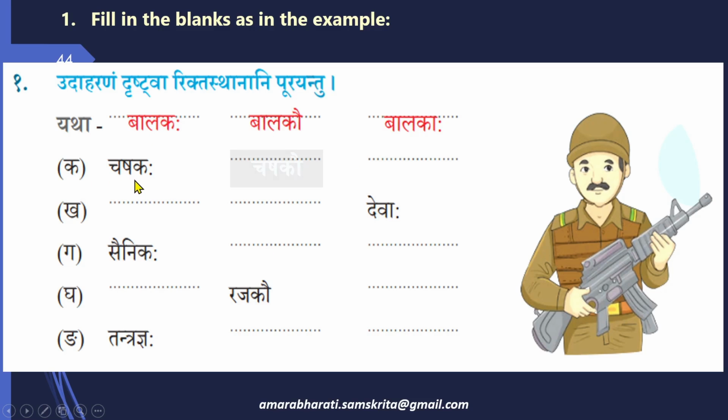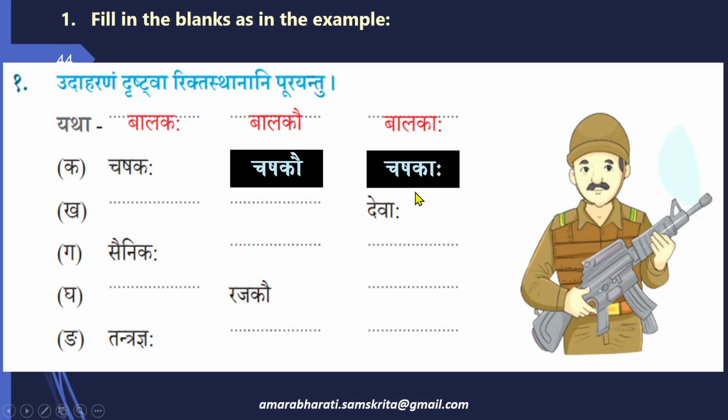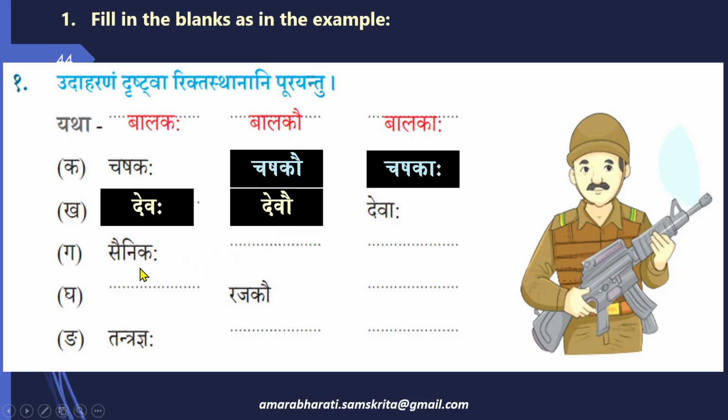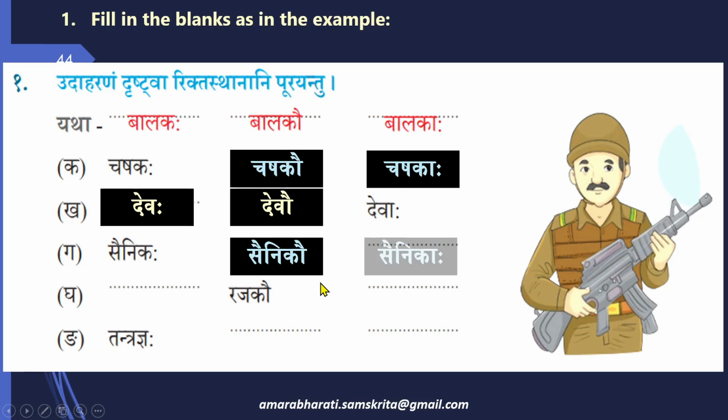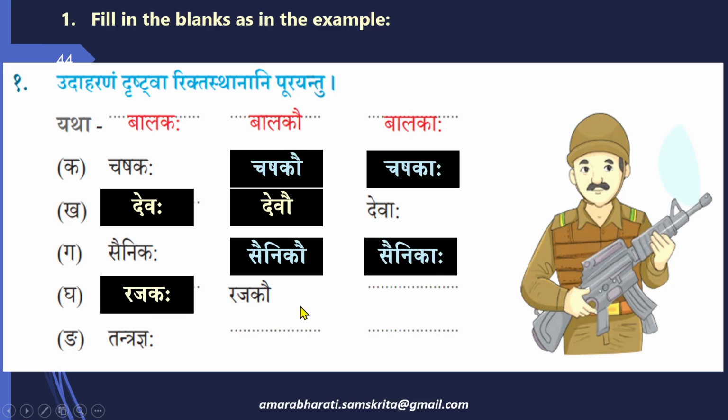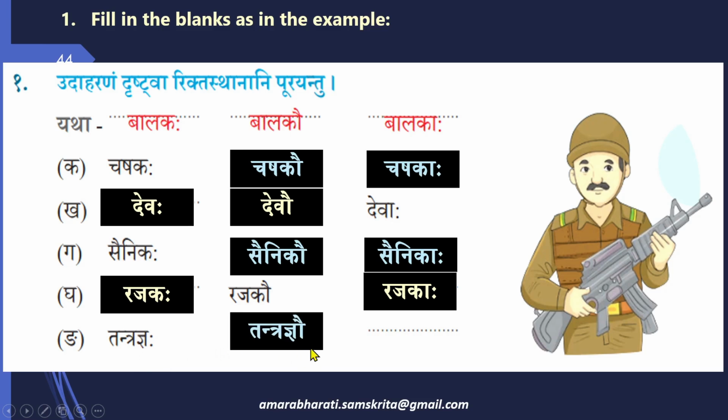Chashakaha is a tumbler. Chashakau, Chashakaha. Next, Devaha, they have given Devaha, Devau, Devaha. Next, Sainikaha, they have shown here. Sainikaha, Sainikau, Sainikaha. Very easy. Rajakau, Rajakaha, Rajakau, Rajakaha. Rajaka is a washerman. Tantragnaha is a technician. Tantragnaha, Tantragnyau, Tantragnyaha. These are the answers to this particular question.